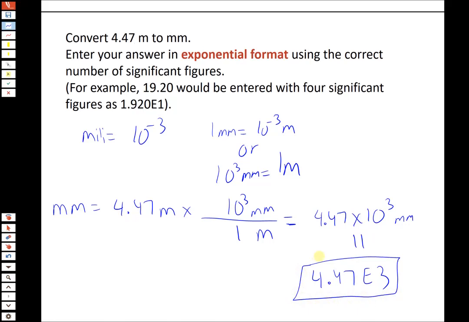Well, when we're doing unit conversions, the conversion factors here have infinite, unlimited significant figures. 1 meter is exactly 10 to the third millimeters. That's a definition. There is no measurement involved with that number. So our starting number here clearly has 3 significant figures, 4.47. All non-zero digits are significant. So that's 3 significant figures. That means the answer should also have 3.